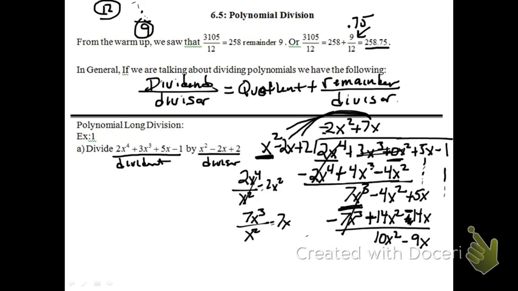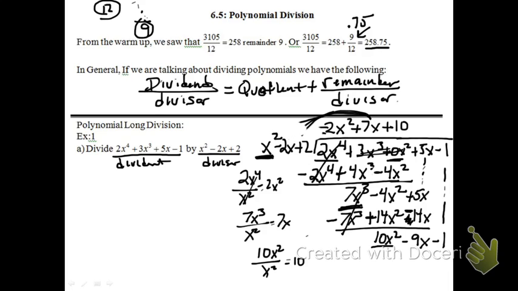I'm going to drop down now the minus 1. Now what I need to do is see how many times I can divide 10x squared by x squared. So the next term of the quotient can be found if I divide 10x squared by x squared. And that is just 10. So I'm going to have a positive 10 here.